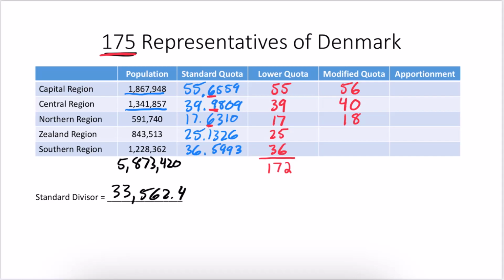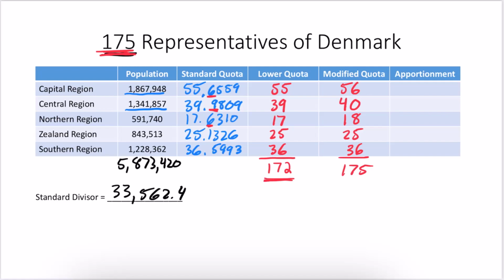And that takes care of our 3 extra representatives, because we had apportioned 172 of them, but we had 175 spots available. And so we add those extra 3 representatives to the regions with the largest decimal. And then the other 2 regions just keep their lower quota. If you add this number up, this adds to the total number of representatives that are possible. And so this is what our final apportionment would be.